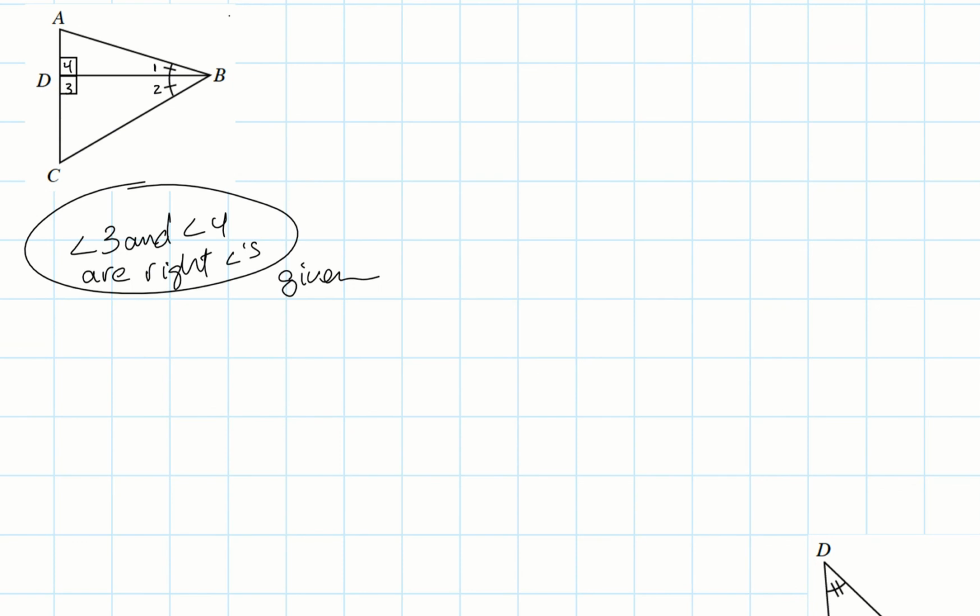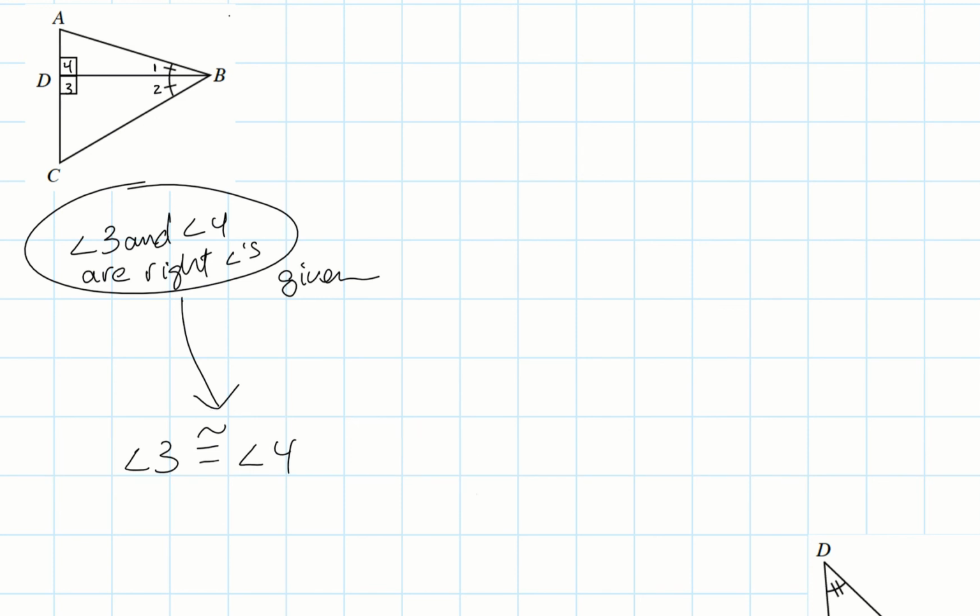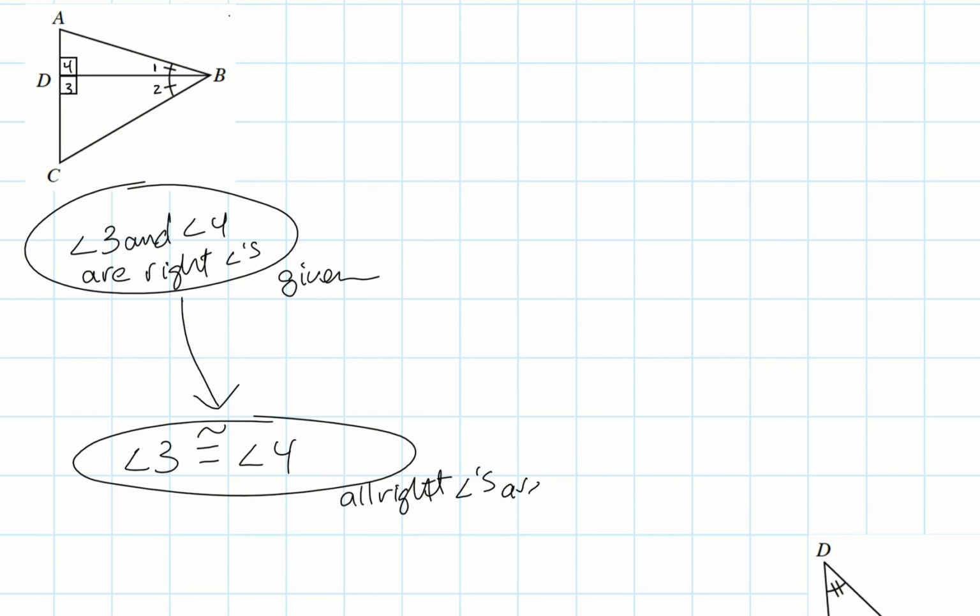And I could then say, look, because they are right angles, that angle 3 is congruent to angle 4. I used to write this in the past. I would say something like all right angles are congruent. It's nice if we have little small reasons. By the way, that's something I could add to my list of reasons. I could always say all right angles are congruent. So at this point I have a pair of congruent angles.